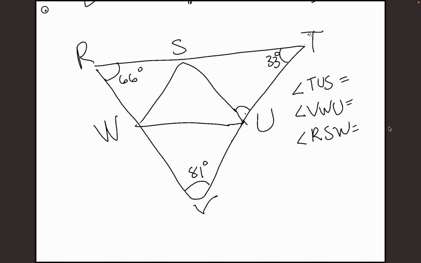All right. TUS. What do we get for the value of TUS? This angle right here, or the one I marked. 81. It's 81. Perfect. What about VWU? That's this angle. That's 66. What about RSW? That's going to be 33.